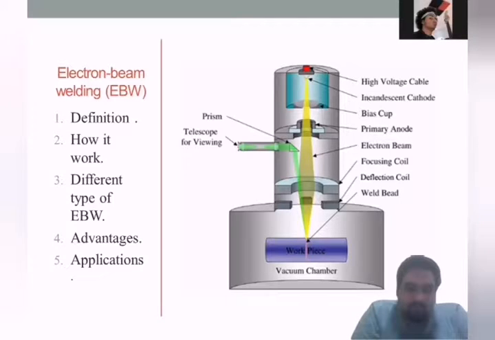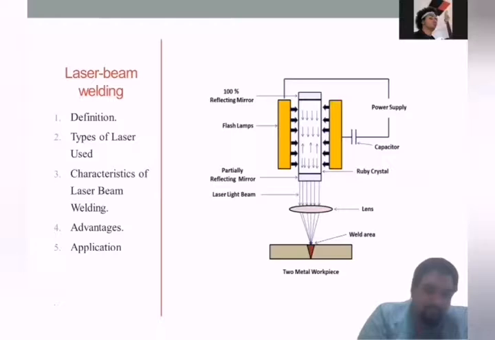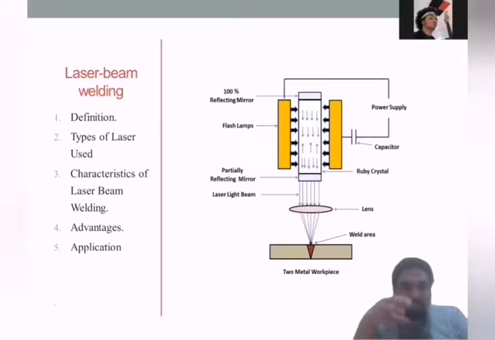Next, I'm going to move to laser beam welding. In this process, first of all, we don't need a vacuum, and we can define it as utilizing a high power laser beam as the source of heat to produce a fusion weld. There are three different types: first, gas laser; second, solid laser; and eventually fiber laser.